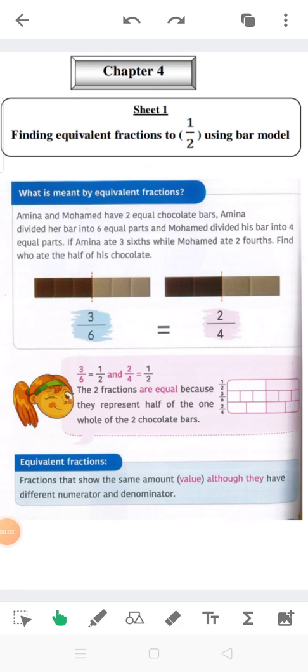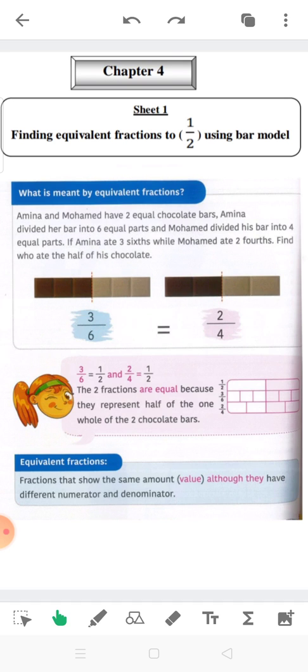Today we're going to start chapter 4. We will talk about how to find equivalent fractions to half using the bar model. Okay? What is meant by equivalent fractions?